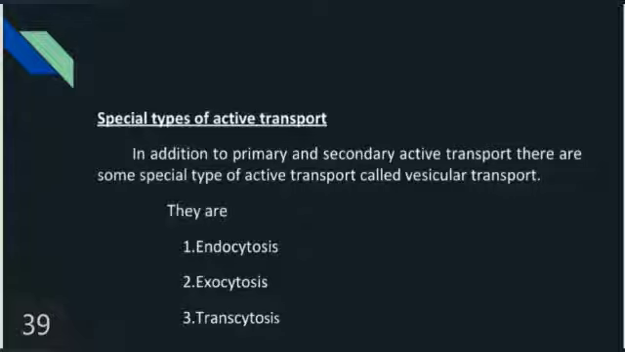Special types of active transport. In addition to primary and secondary active transport, there are some special types of active transport called vesicular transport. They are first endocytosis, second exocytosis, third transcytosis.